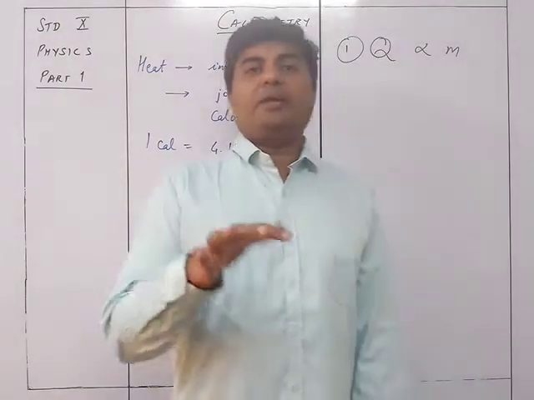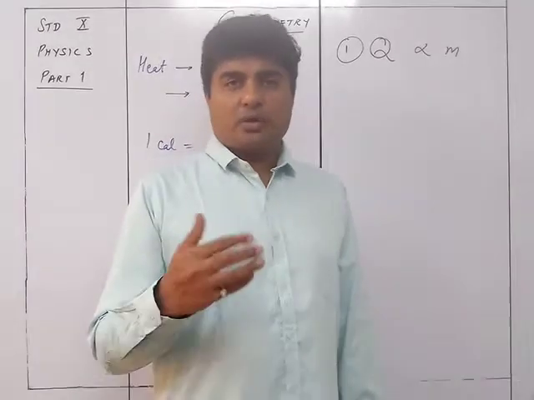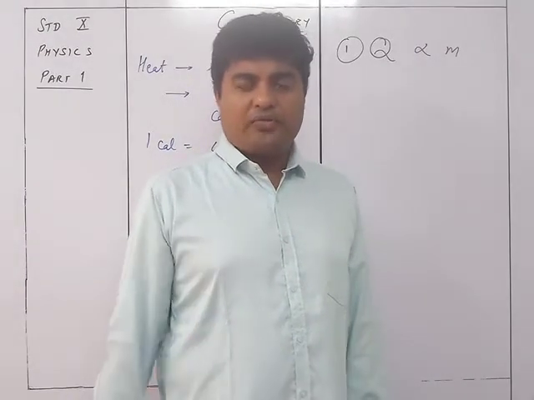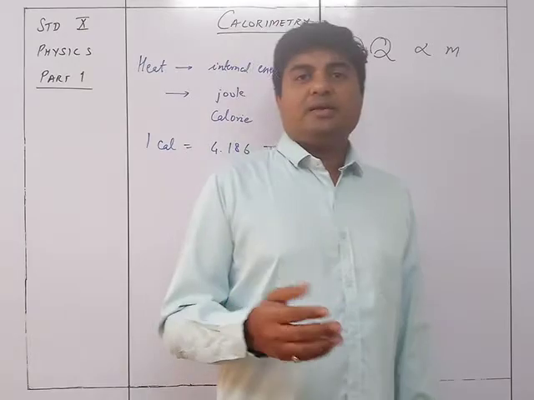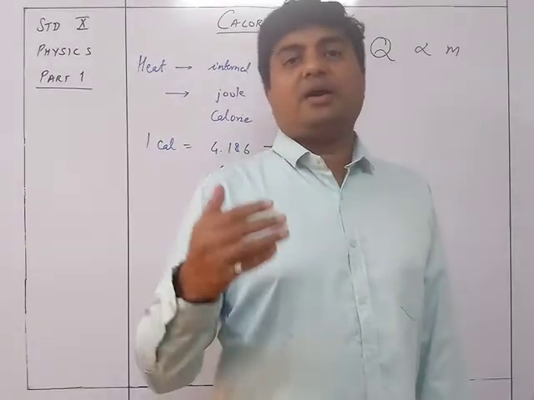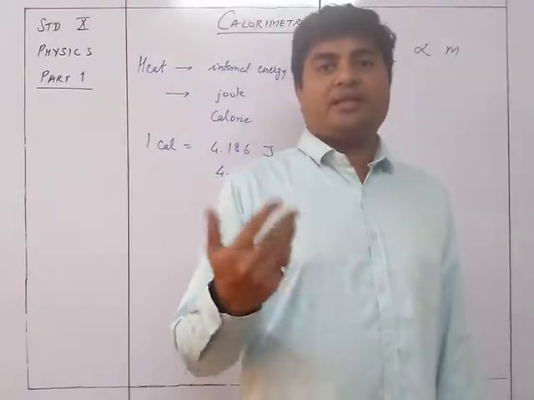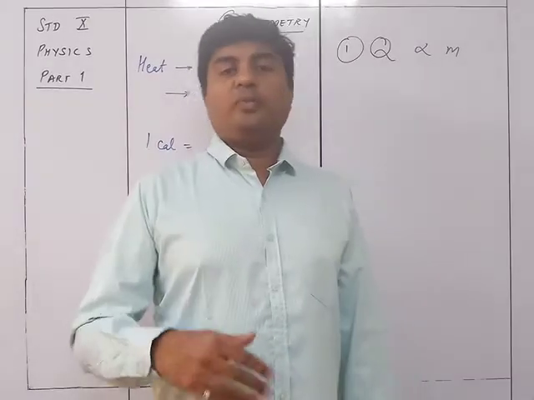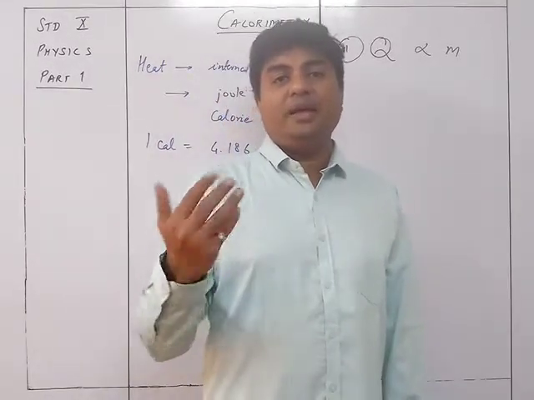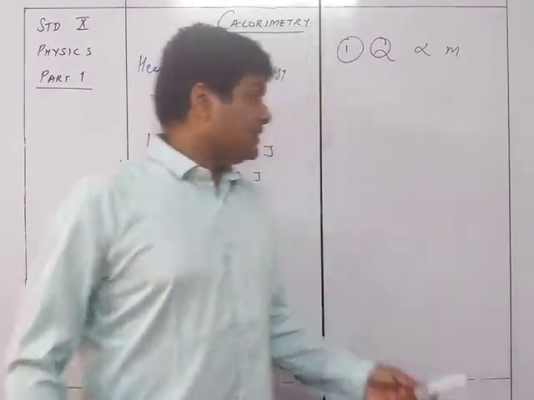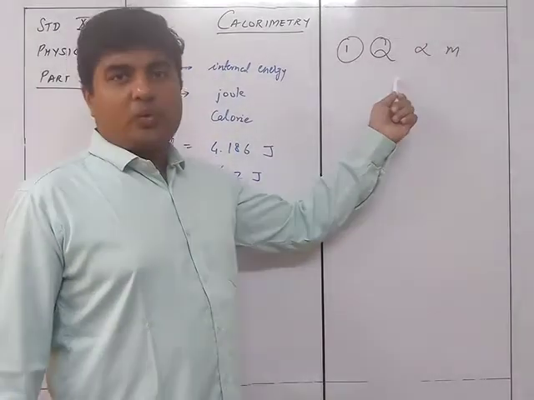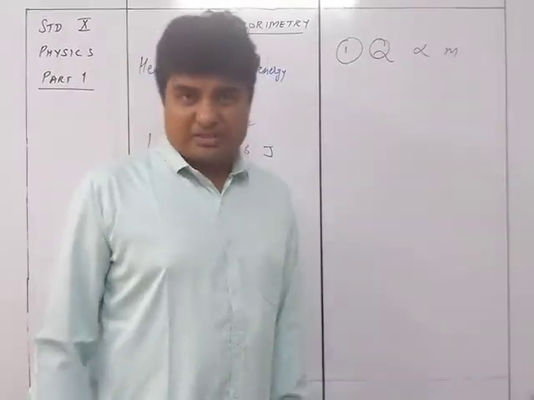Now if I took 2 kg of the same thing, what will happen? Automatically I will require 2 kilocalories of heat. So that means if I am increasing the quantity, if I am increasing the mass, automatically there will be a respective increase in the heat energy required. So that's why the quantity of heat required will be directly proportional to the mass.